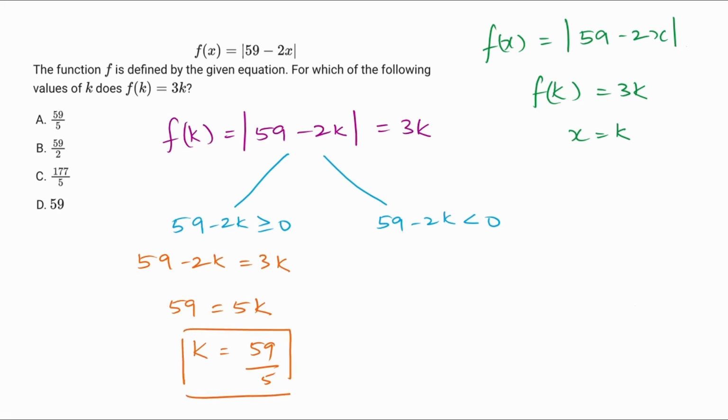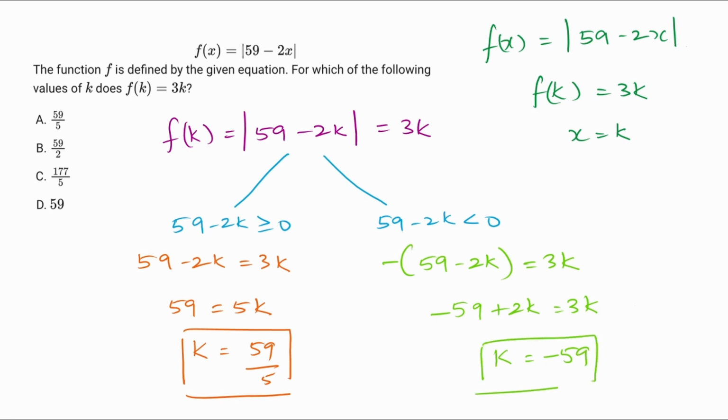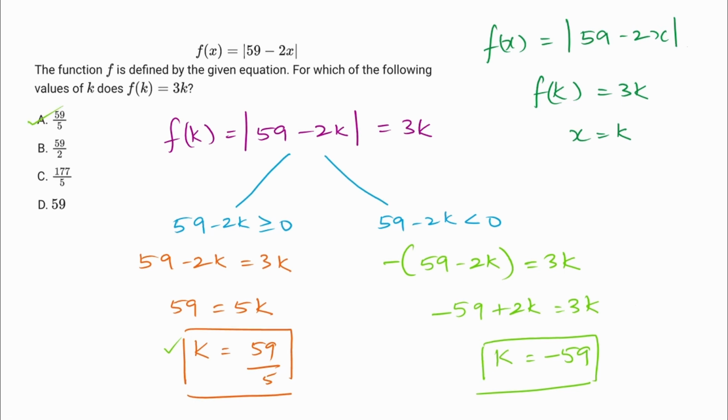Now let's move on to our next case, which is nothing but negative of 59 minus 2k is equal to 3k. Now multiplying the negative sign, we have negative 59 plus 2k is equal to 3k. Therefore, k is equal to negative 59. Now when you take the modulus value, it's going to give us a positive value. Therefore, I'll consider my positive k here. Therefore, option A is my correct answer. Moving on to our final question.